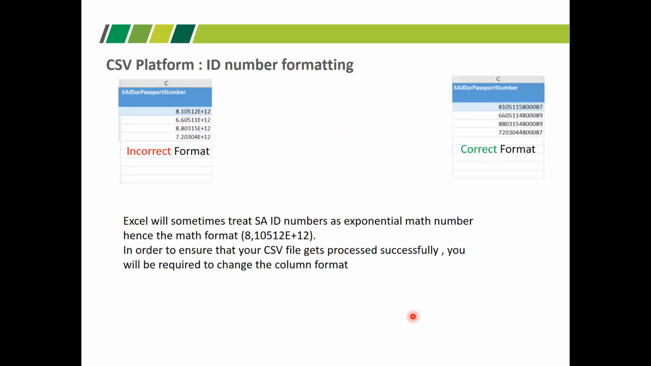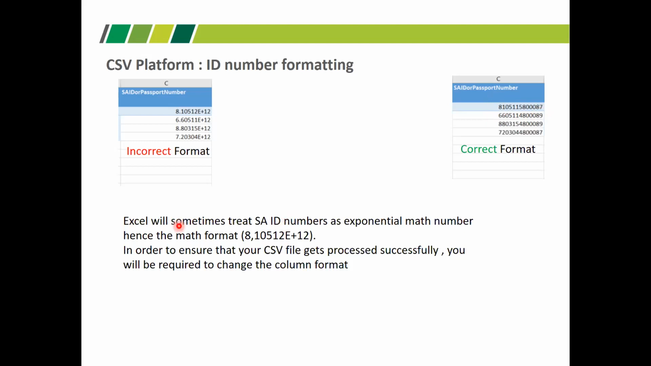Okay, another common issue that we're getting is the formatting of the ID numbers. By default, Excel is an accounting application, so it will convert the numbers into a more math format. So what we need to do is correct the formatting, as mentioned, into a number format so that the system does recognize there's a 13-digit number.